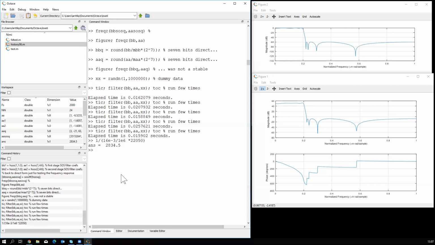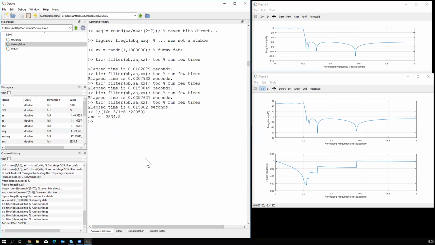So if you do the same, you can actually compare the MATLAB performance and your Octave performance. Usually MATLAB is about two times faster than Octave on floating point operations. But okay, 2,800, that'll be a lot of data to calculate.